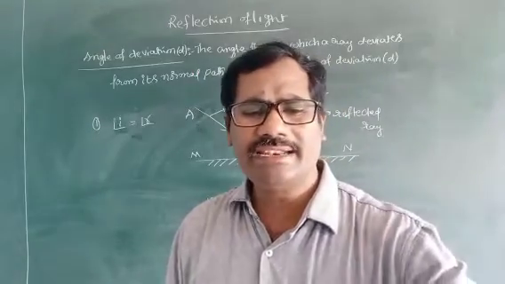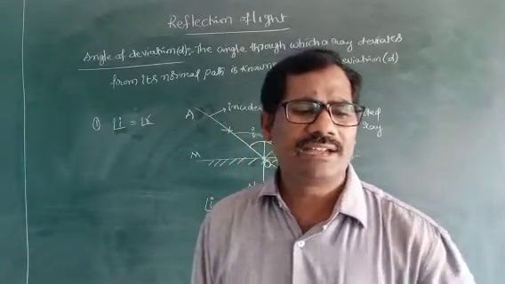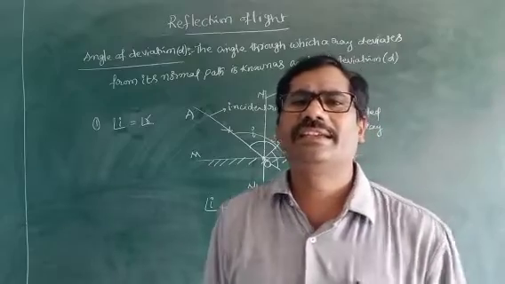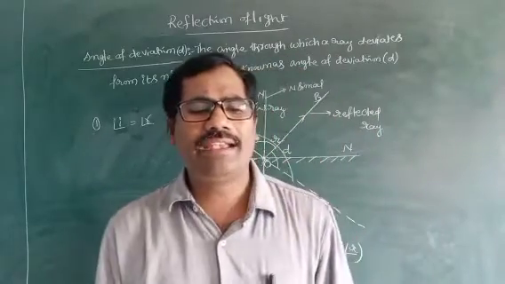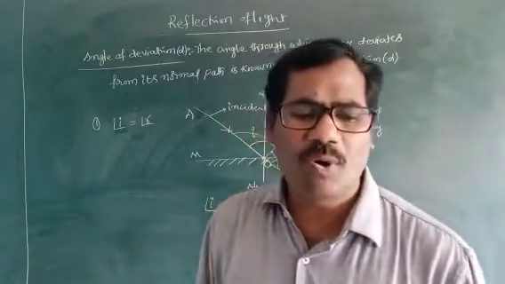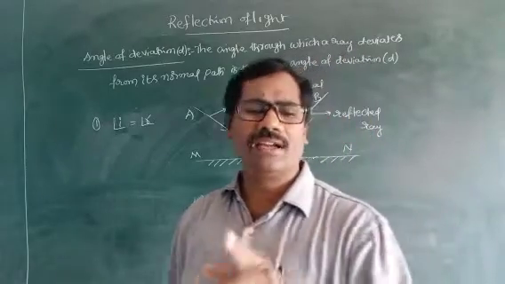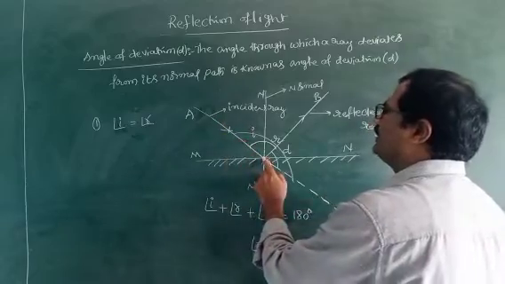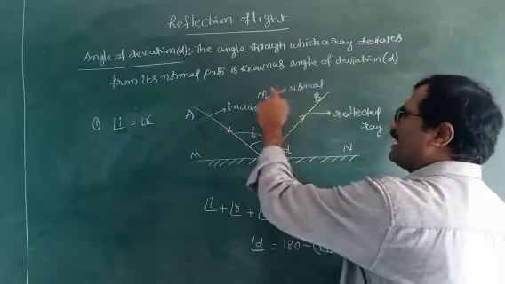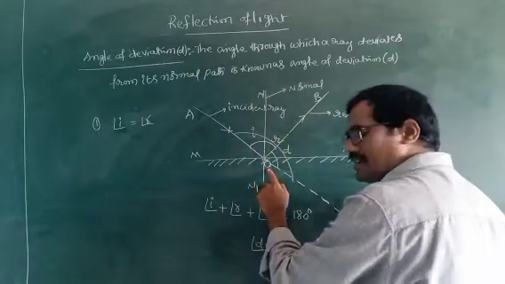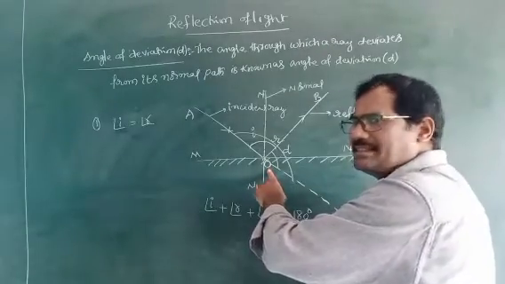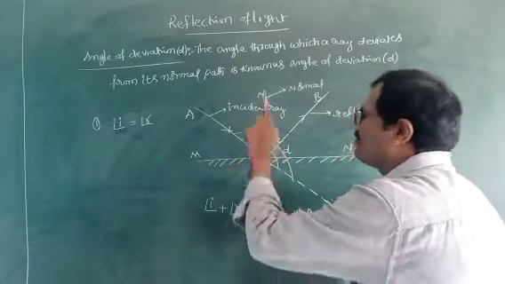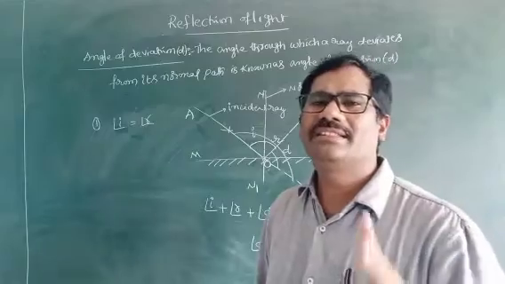The second law of reflection is that the incident ray, the reflected ray and the normal at the point of incidence lie on the same plane. Okay, that is the second law.